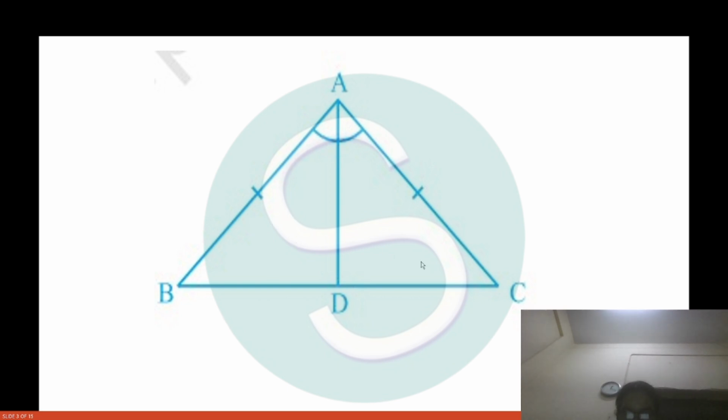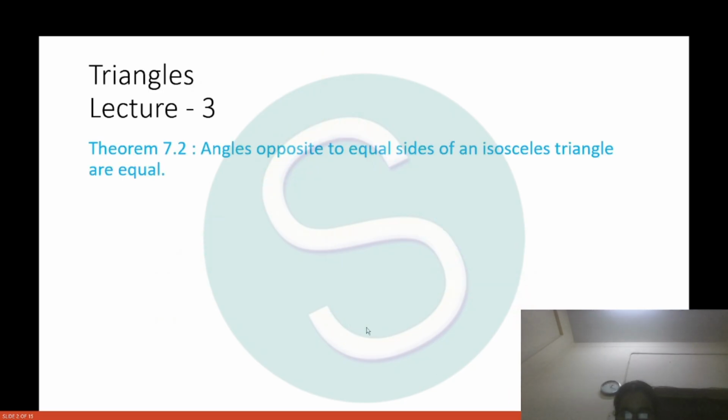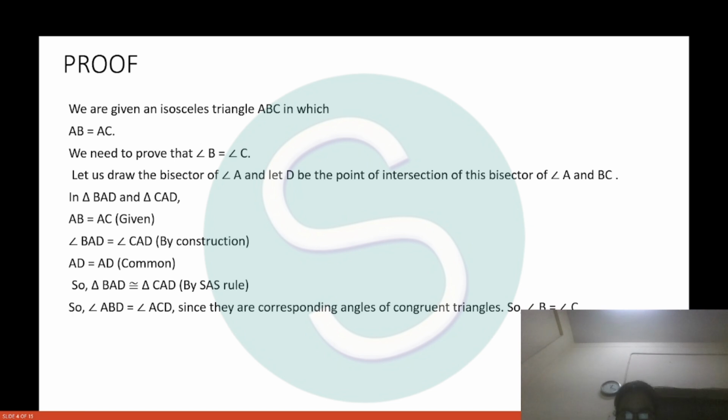Here in triangle ABC, two sides, AB and AC, are equal. We need to prove that the angles opposite to these two equal sides are equal. The angle opposite to AB is ACB and the angle opposite to side AC is ABC. So we have to prove that angle ABC and angle ACB are equal. So how will we prove that?